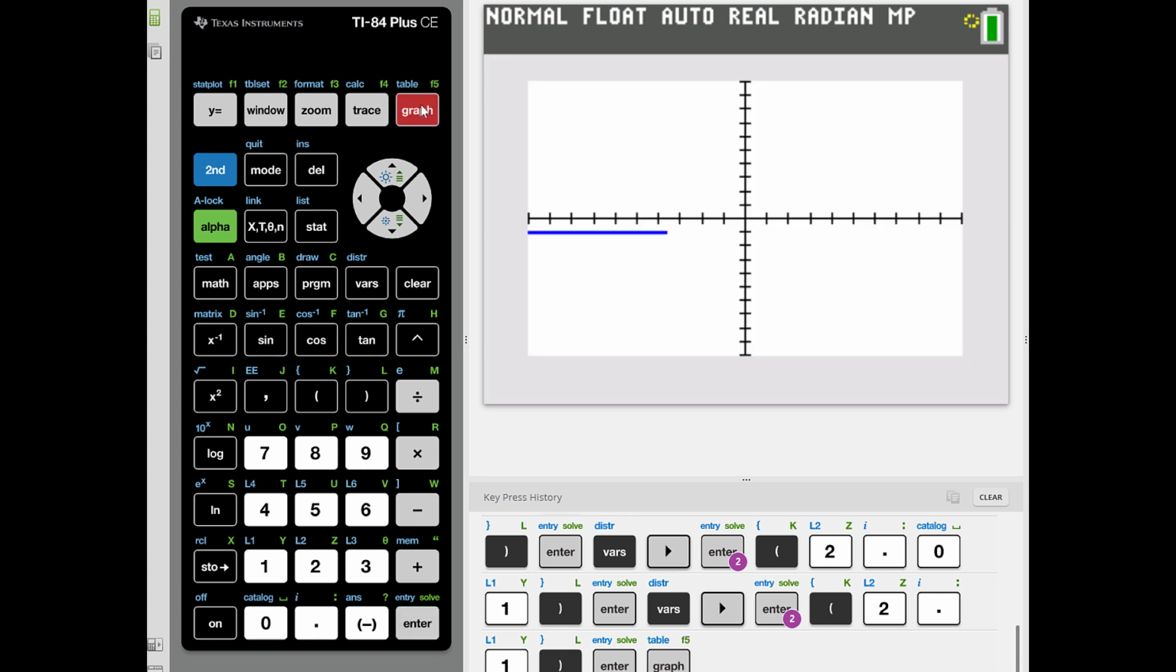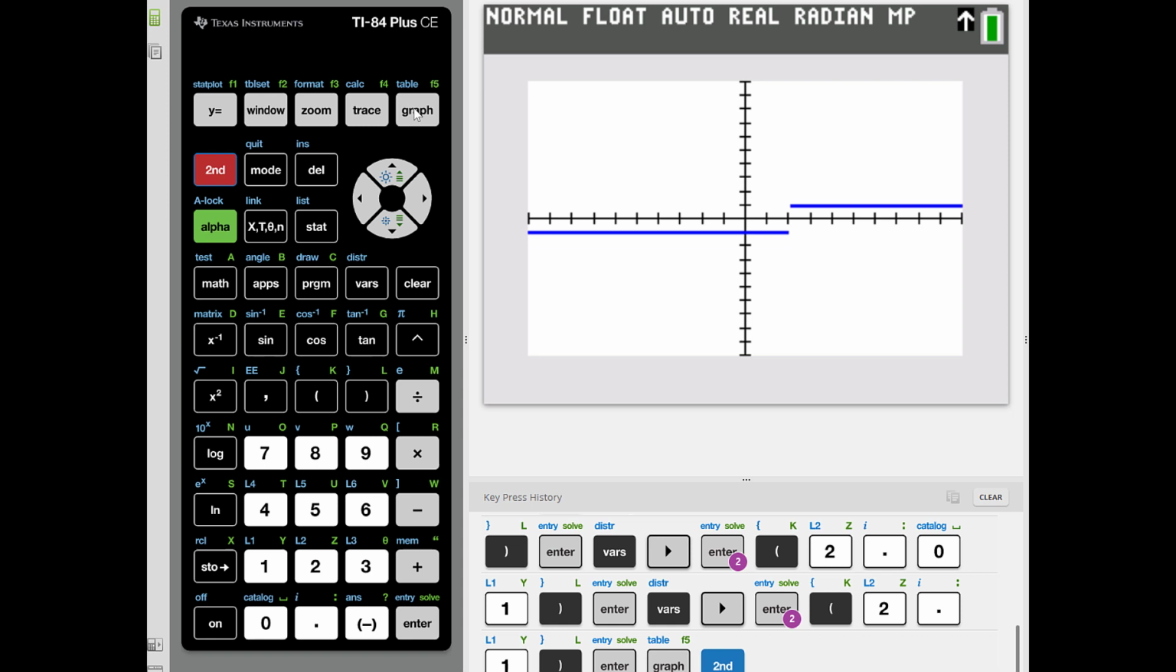If I go to the graph button, I'm going to notice here on my graph that to the right-hand side of 2, it looks like y equal to 1, a horizontal line, and to the left-hand side of x equal to 2, I've got a horizontal line there at y equal to -1.